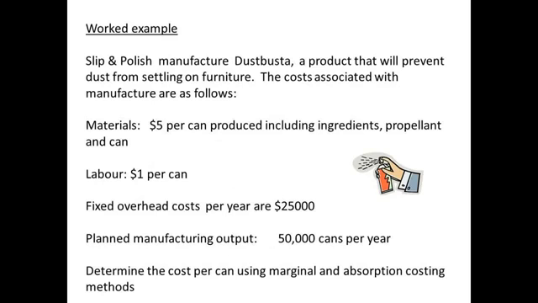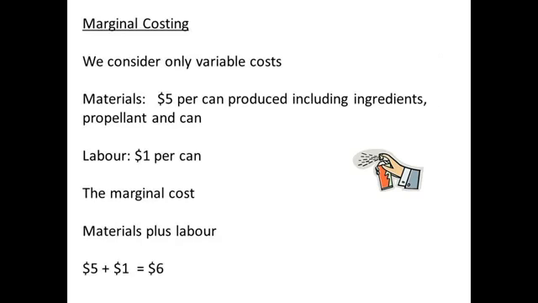Let us consider a worked example at this point. Dustbuster is a product that prevents dust settling on furniture. The materials cost $5 per can and the labour cost is $1 per can. Fixed overhead costs are $25,000 per year, and the plant aims to manufacture 50,000 cans per year. We shall see now what the two costing methods give as costs.